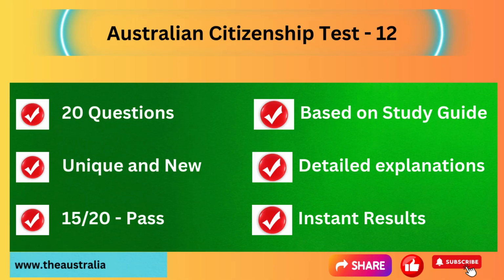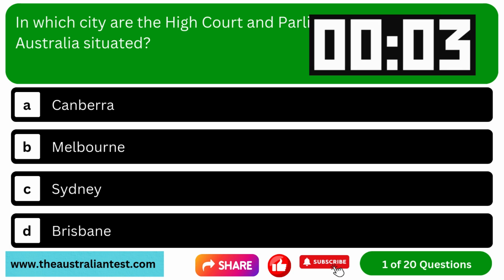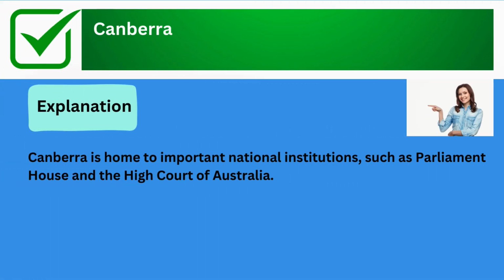Let's get started. Question 1. In which city are the High Court and Parliament House of Australia situated? Option A, Canberra. Option B, Melbourne. Option C, Sydney. Option D, Brisbane. The correct answer is Canberra. Explanation: Canberra is home to important national institutions such as Parliament House and the High Court of Australia.